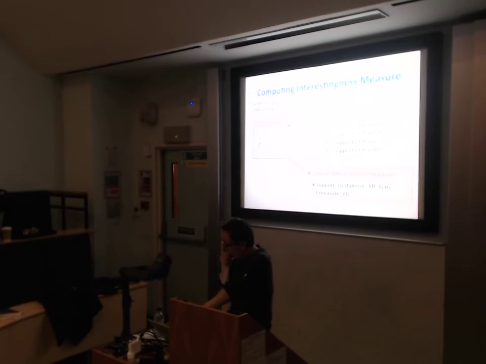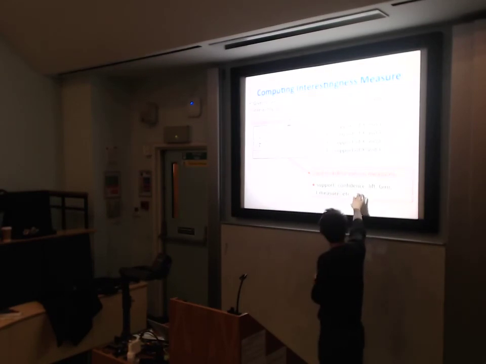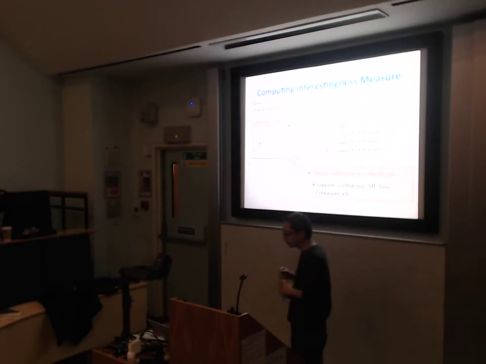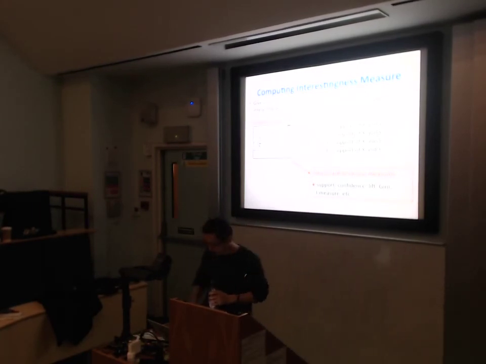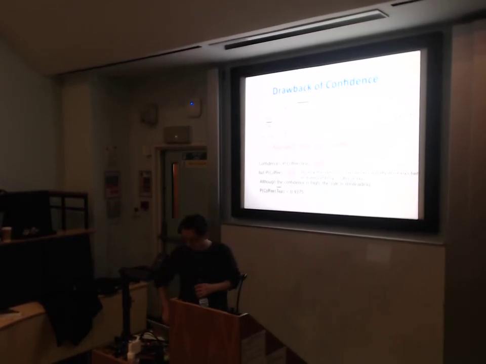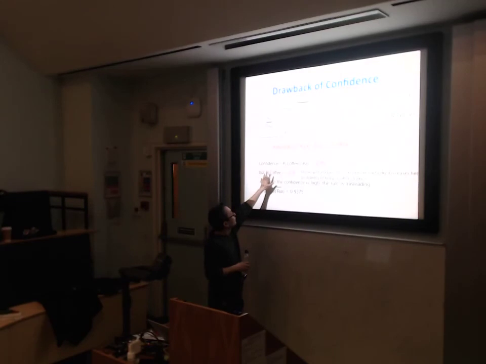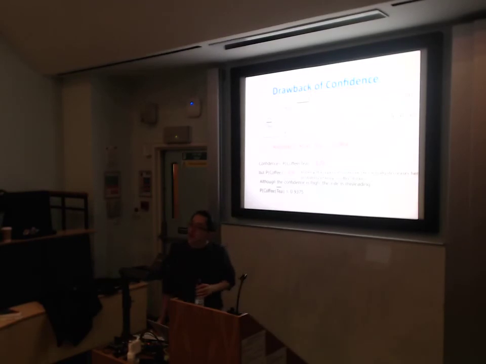In fact, most of the measures like support, confidence, and other measures are derived from this. Here is the drawback. If you come up with a rule, it does not necessarily represent something meaningful. For example, given this table, when you calculate the rule tea implies coffee, the confidence that you calculated is 0.75. What does it mean?